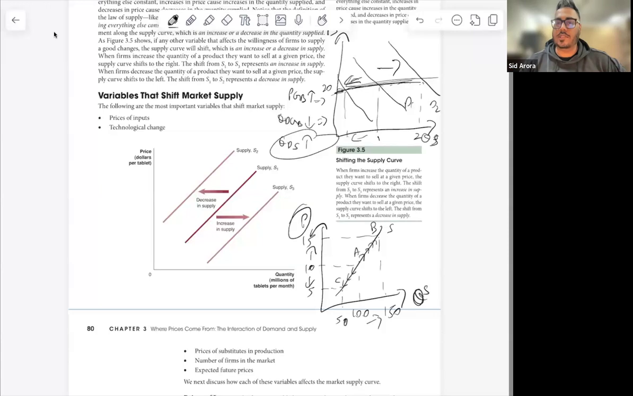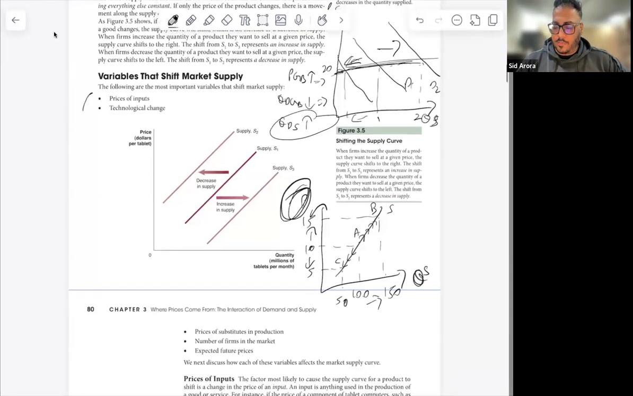And then the other case obviously is when there's a shift in the supply curve. And as we discussed in the demand side, a shift in the curve only happens when something else other than the price changes. Okay, so now we'll look at those things that can result in a shift in the supply curve. So these are our variables. So we have prices of inputs, technological change, prices of substitutes, number of firms, and expected future prices.